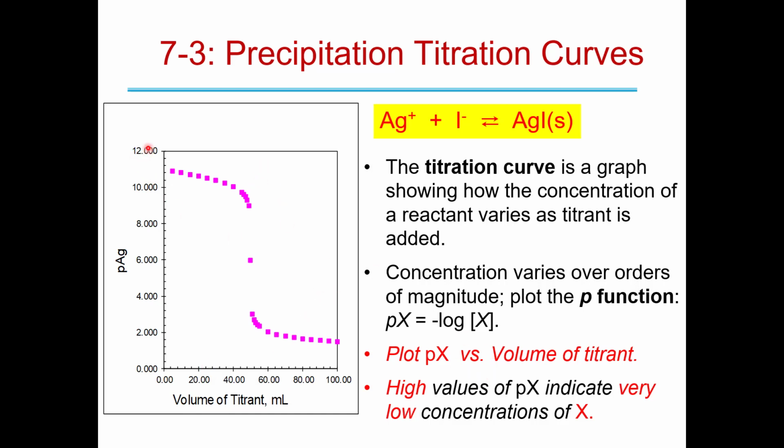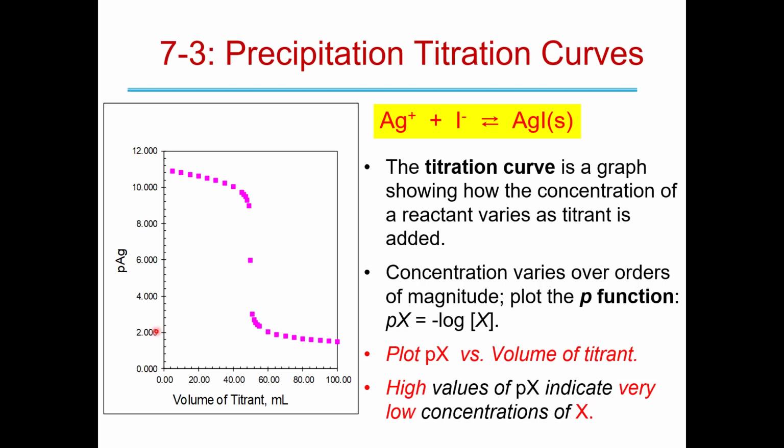These numbers up here are telling you about the power of 10 on the concentration. A pAg of 12 means that the concentration of silver in this solution is 10 to the minus 12th molar, a very, very tiny concentration. If we're down here at this level, then we've got a concentration of silver that's 10 to the minus 2 molar, which is like 0.01 molar. 10 to the minus 2 molar is pretty dilute, but it's not super, super dilute. Remember that high values of pX indicate very, very low concentrations of X.